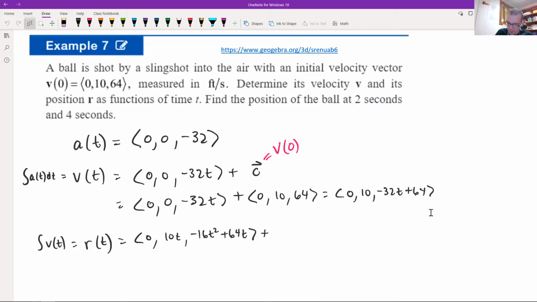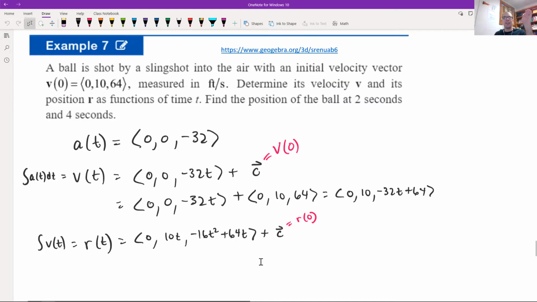And then we would have some vector of constants. Technically we have a family of functions right now, but this is the initial position. For sake of graphing, I'm going to make the initial position just equal to the origin. So this part will just not even be worrisome.